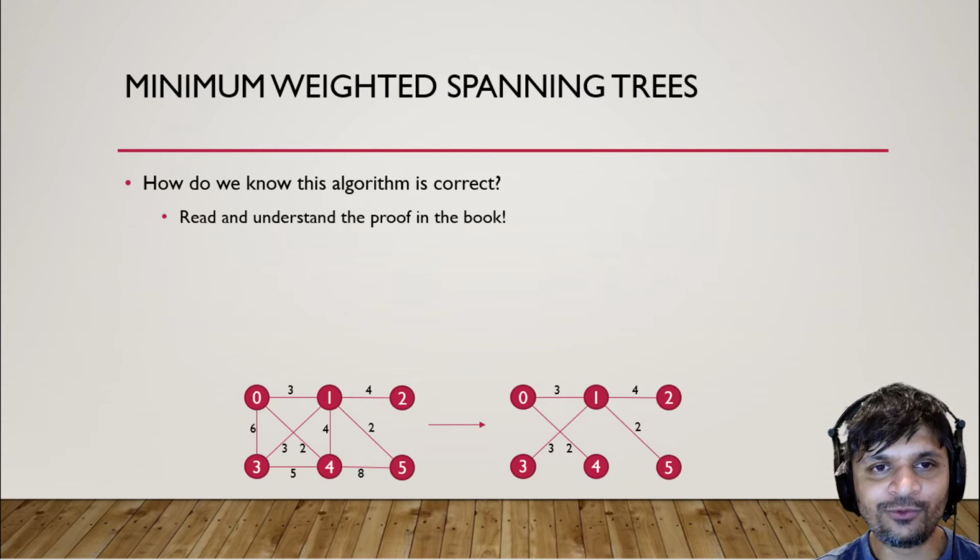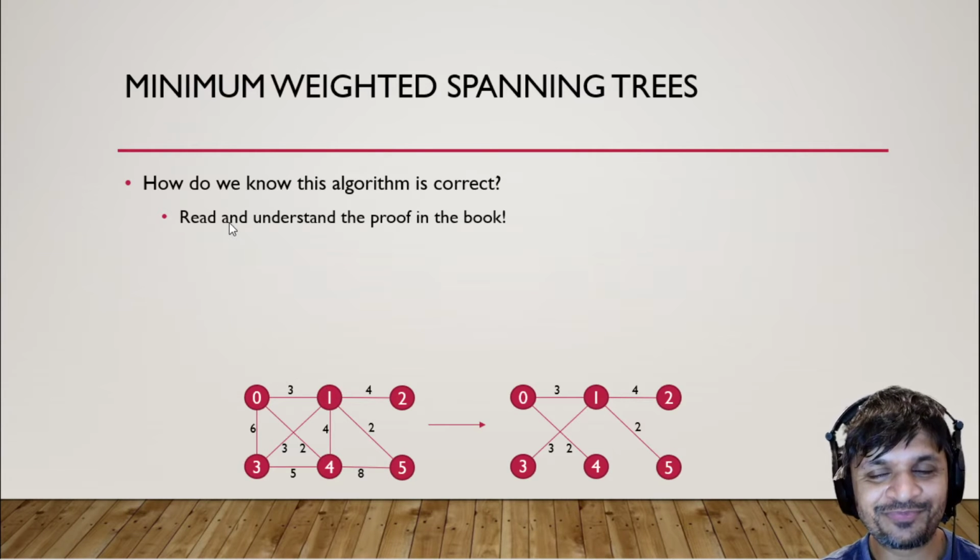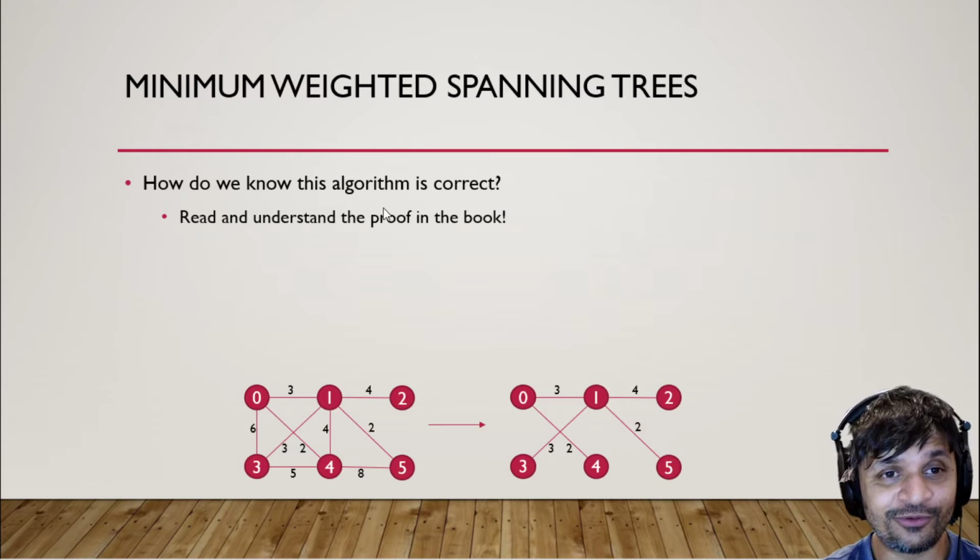Okay, so that was pretty cool, but how do we know that it is correct? And by correct, I mean, how do we know that it always results in a minimum weighted spanning tree? It always results in the cheapest possible tree that could have been constructed with all the vertices from the original graph. Well, happily, there's a proof in the book, so read and understand it.